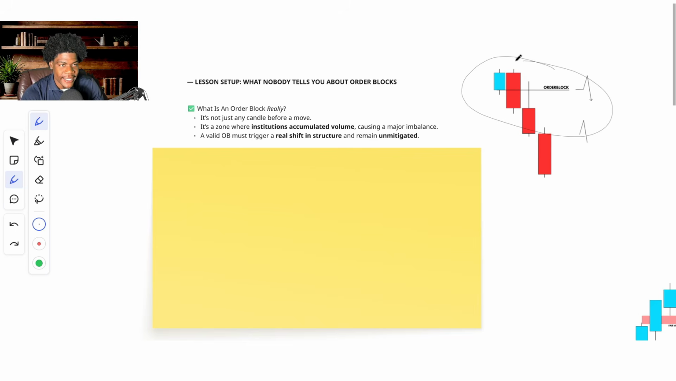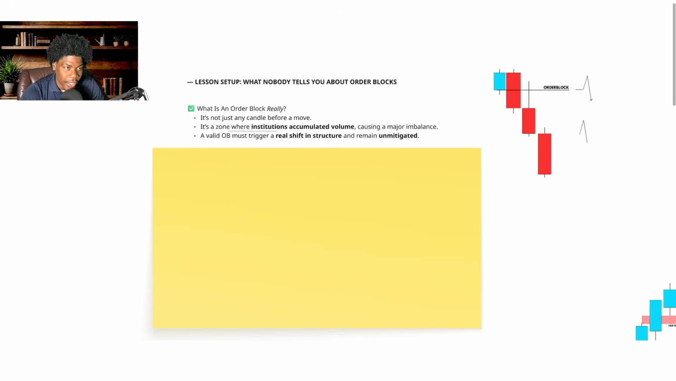So what exactly is an order block? It's not just any candle before a move. It's a zone where institutions accumulated volume, causing a major imbalance in price action. A valid order block must trigger a real shift in structure and remain unmitigated. It's when an order block is unmitigated that we can see this right here. A strong wick will go back higher to mitigate this order block, fill in the open or the 50%, to then pull back lower, continuing the trend.